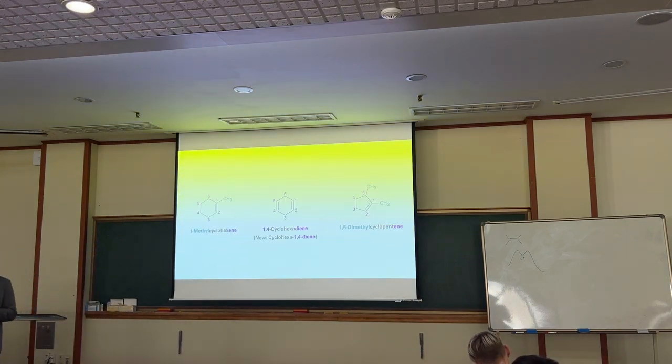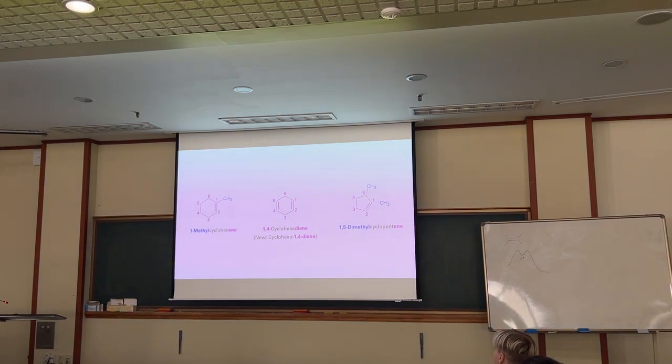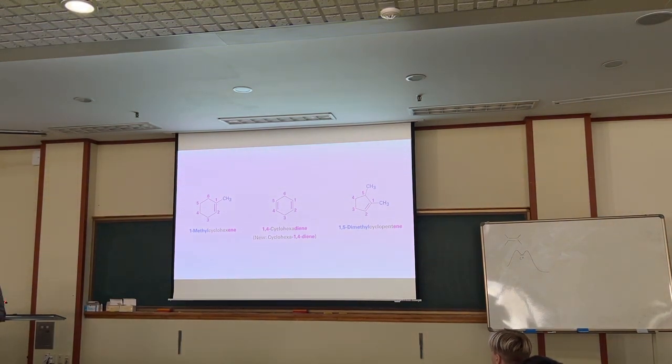Okay, this is the naming of open chain alkenes. Cycloalkanes. Now this one. If there is no double bond here, that's a cyclohexane. And we can call it cyclohexene. Okay, and at the 1 position a methyl group is added. So 1 methyl cyclohexane.